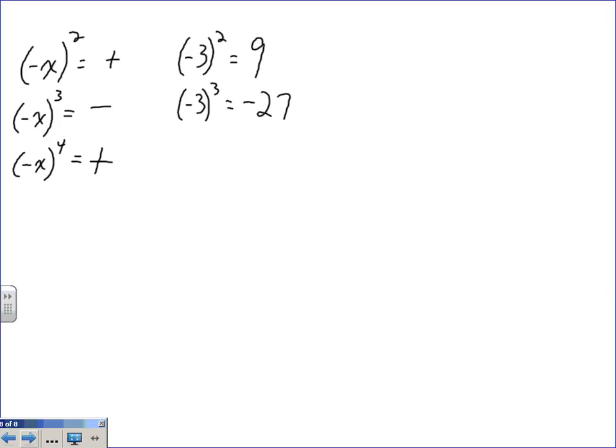And if I had negative 3 raised to the fourth power, it is a positive. And where did I get 81? 3 times 3 times 3 times 3. All right?